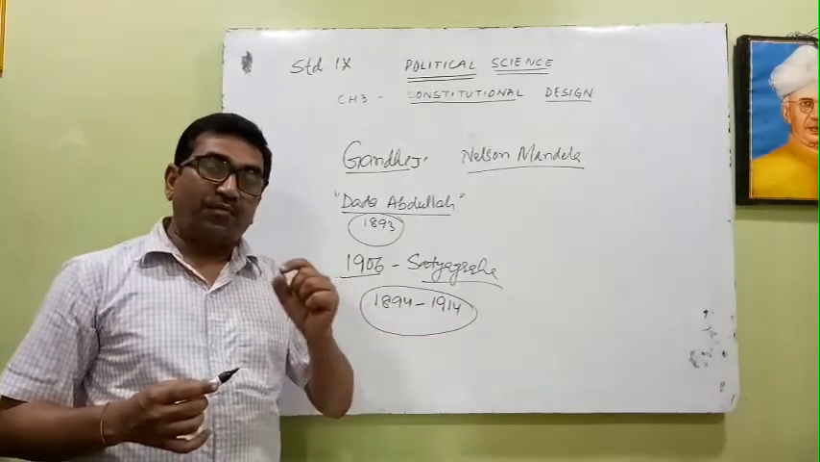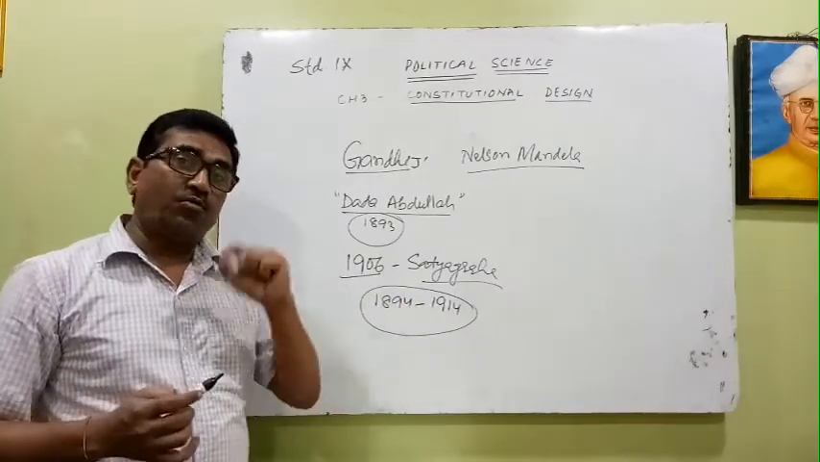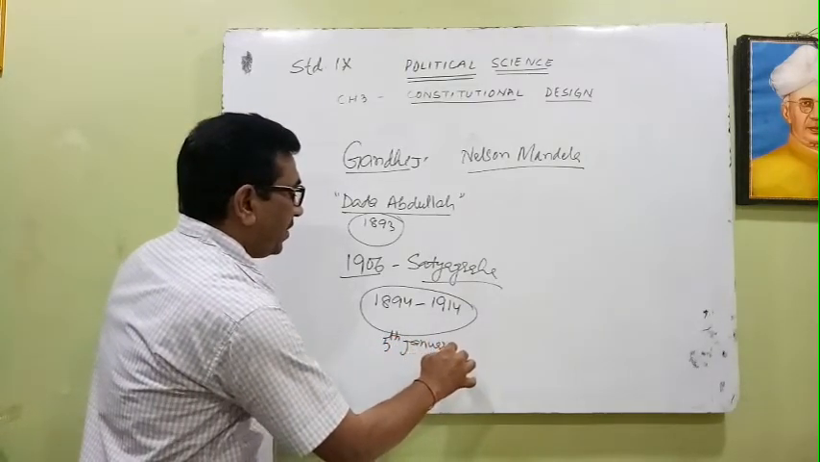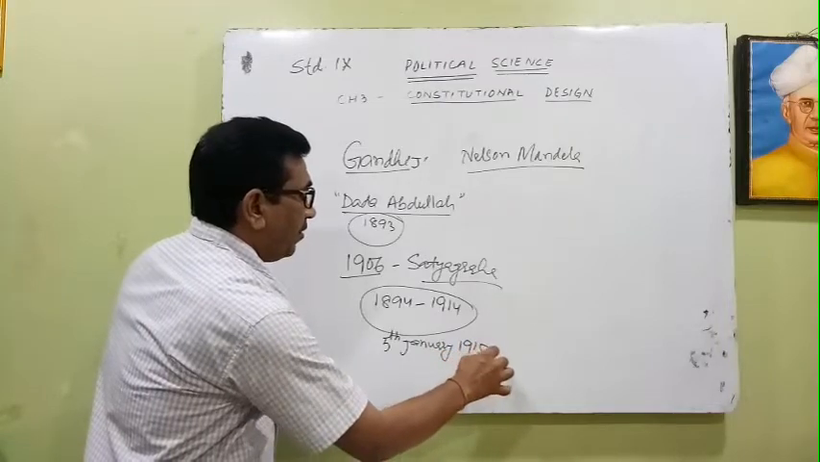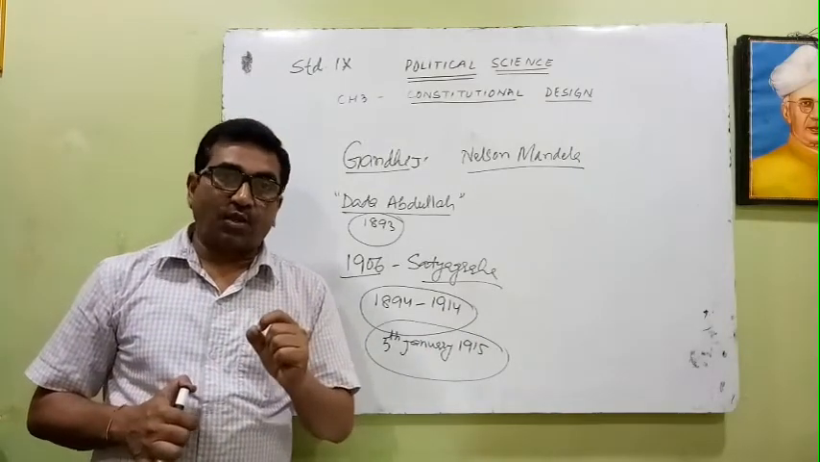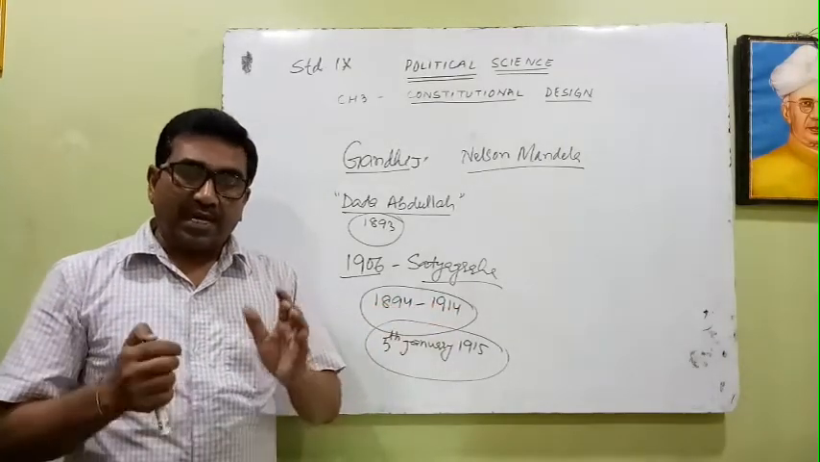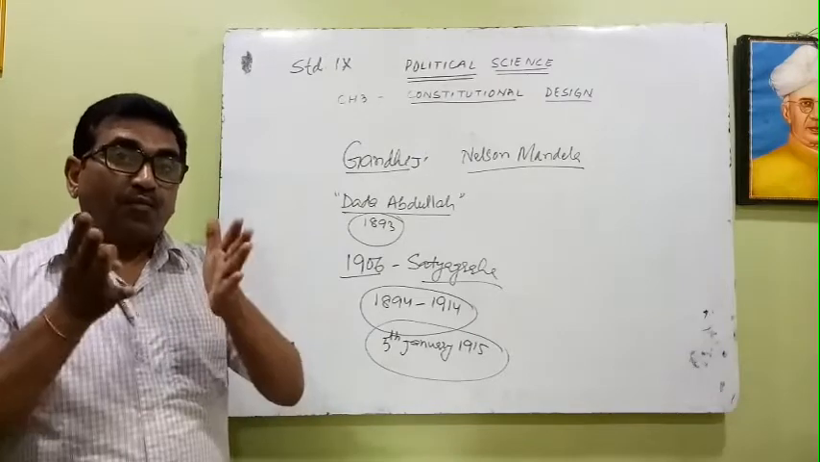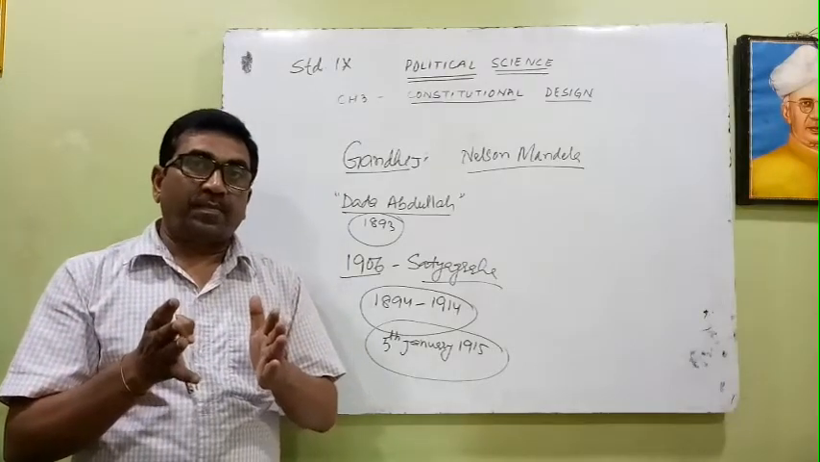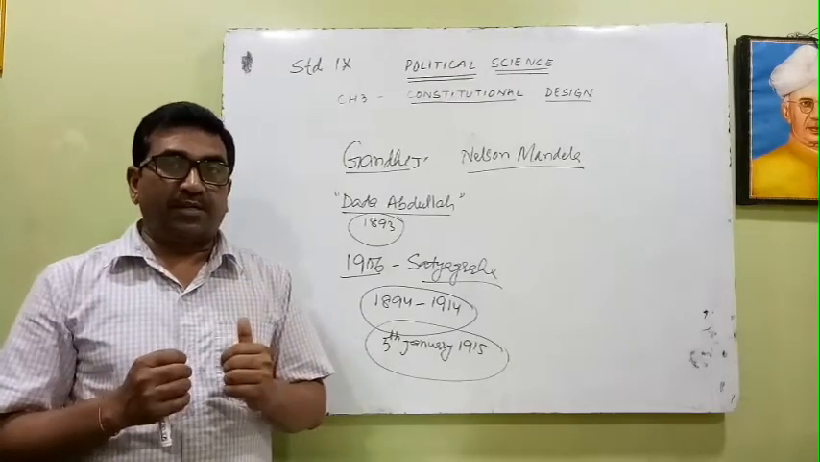1894 to 1914, because in 1914 the First World War started and he had returned to India on 5th January 1915. That's why his political achievement in South Africa was from 1894 to 1914. It means he had laid a foundation against racial discrimination, means he had launched a movement against the racial discrimination.